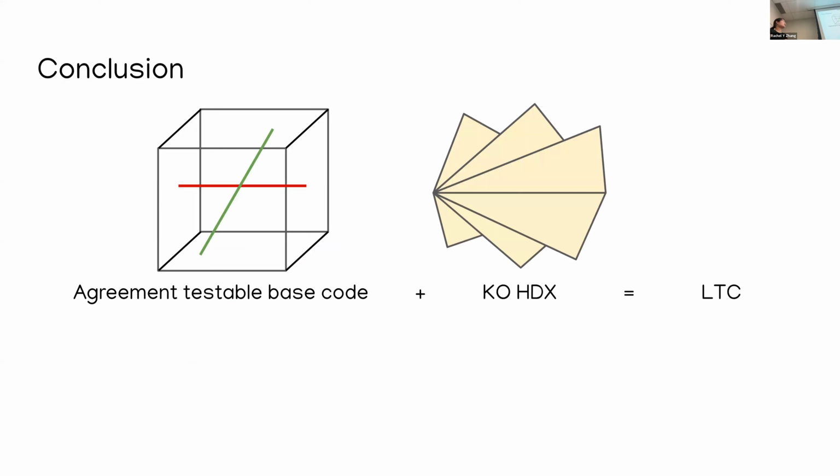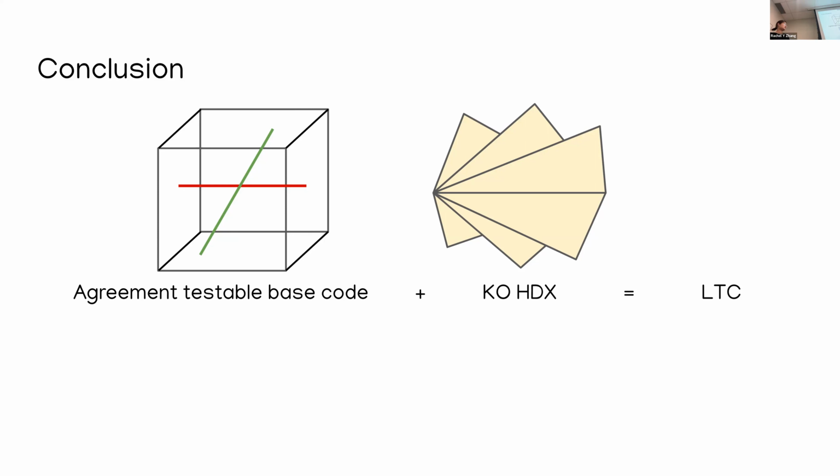So in conclusion, there's this paradigm that we knew existed. We knew that there was an agreement testable base code in HDX and you get LTC. What we did is we analyzed this base code. We were able to show it's agreement testable. And so now if you plug it in, you get LTC.